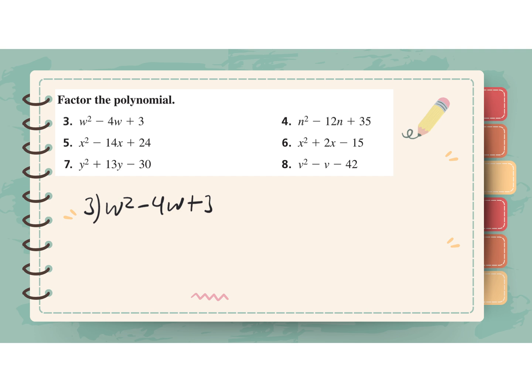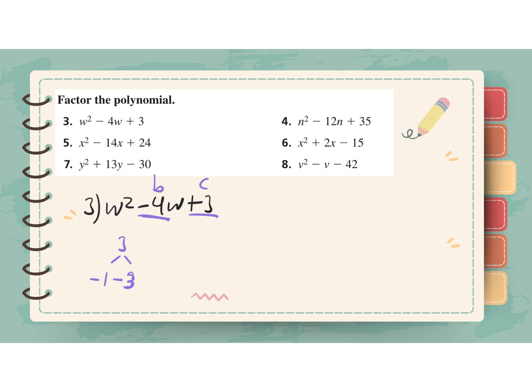Keep in mind our c term here is 3, and our b term here is negative 4. So I want to find factors of c that add to b. So factors of positive 3 that add to negative 4. Since c is positive, I can expect that my two numbers are going to have the same sign. And since b is negative, I know that they're both going to be negative. My only factors of 3 are 1 and 3, but since b is negative, we're going to use negative 1 and negative 3.